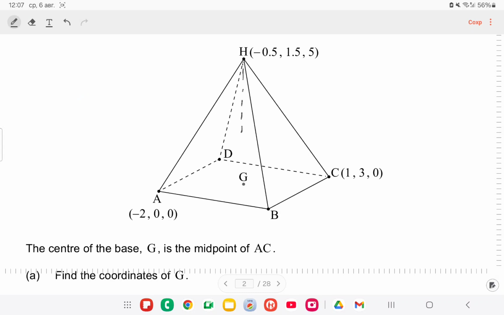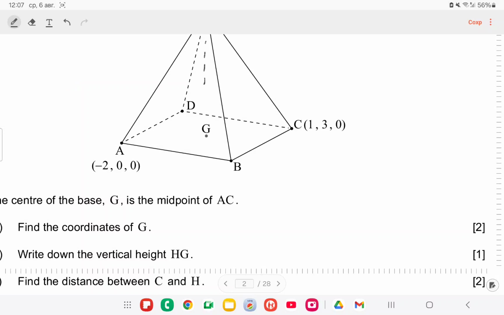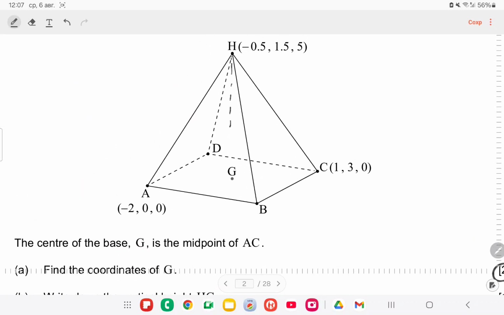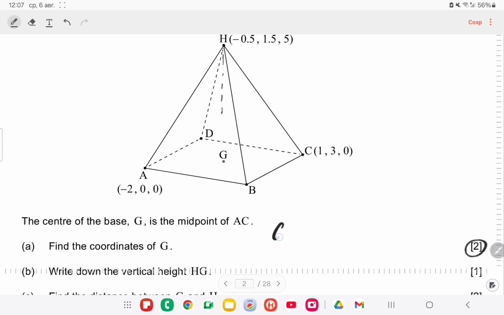It says that G is in the center of the base, so G is going to be on the plane ABCD, and it says find the coordinates of G. So let's have a look at the point. It is 2 points, so it requires 2 steps. Using the knowledge of finding the midpoint of 2 points, we have to use that formula for each coordinate.